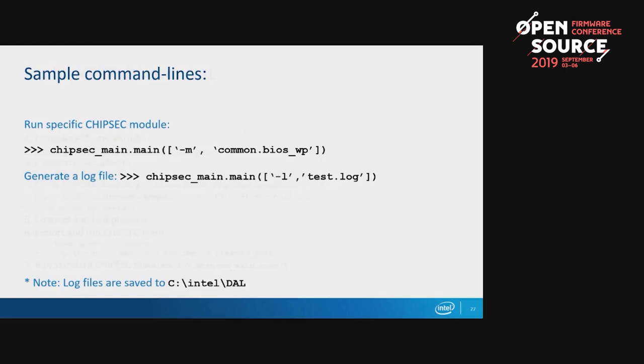The logs will be saved to the place where your Python console is running from. So it's typically C:\Intel\DAL, but could be anywhere, Program Files, wherever you installed it. It's from wherever you're running it from. Or in Windows.